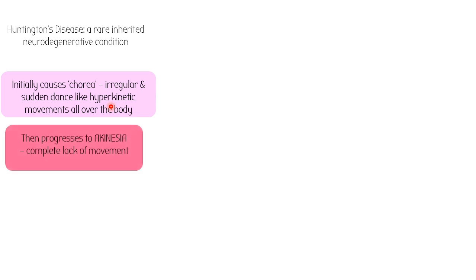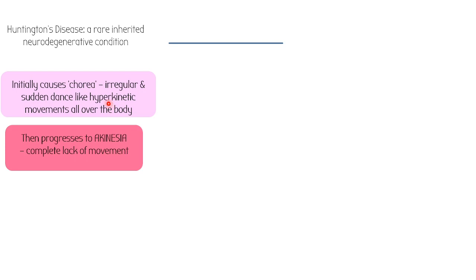So Huntington's is a rare neurodegenerative condition, and it's inherited. There's a progression of symptoms. Initially your symptoms start off as hyperkinetic, jerky movements all over your body, and it affects young people, around 35-year-olds, for example. This is known as chorea, which means dancing, hyperkinetic movements. Eventually, over time, the disease progresses, gets worse, and leads to complete lack of movement and lack of movement control, and this is called akinesia. So those are your symptoms.